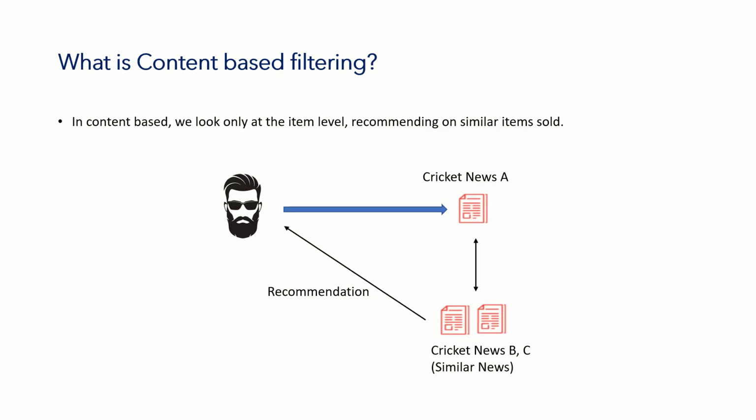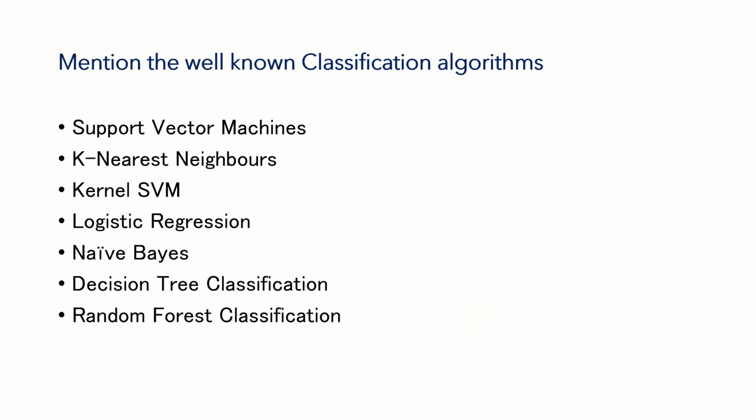Now, what is content-based filtering? This is very simple, different from the previous one, and in this approach, we look at the item level, recommending based on similar items. It is not at the user level, instead it is on the item level. So I will check item 1, I will recommend item 2 based on item 1. It is at the item level. One simple example could be, I am a person, I read cricket news A, and now I am recommended cricket news B and C as well because I like cricket news A. This is what is called content-based filtering. Remember it, and that's a very important question.